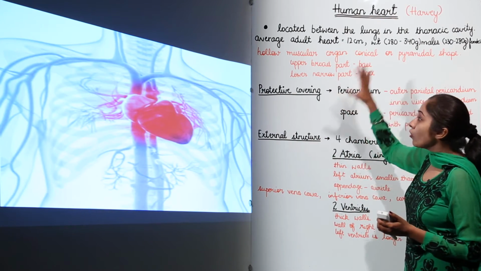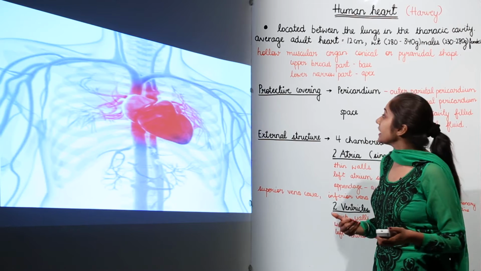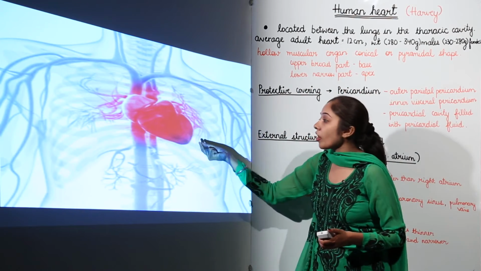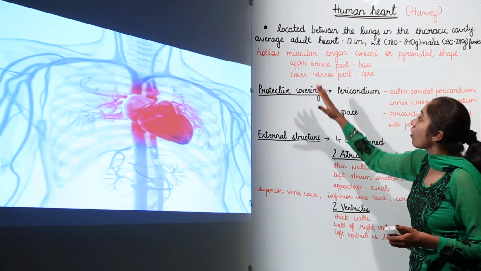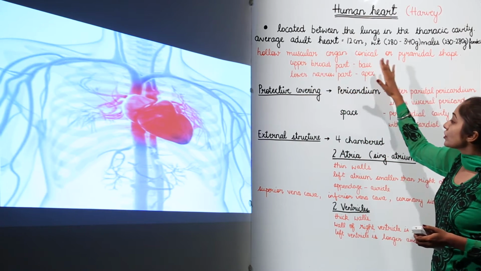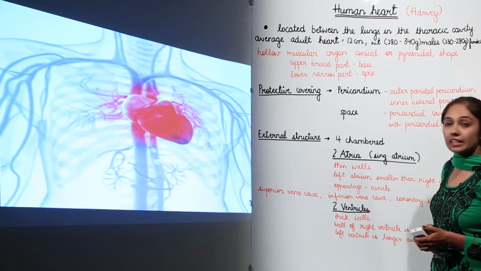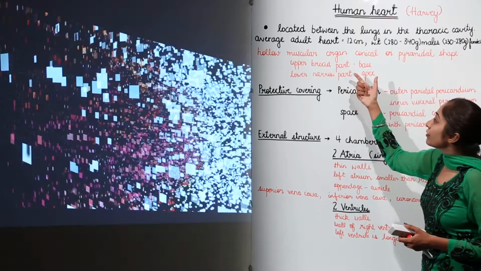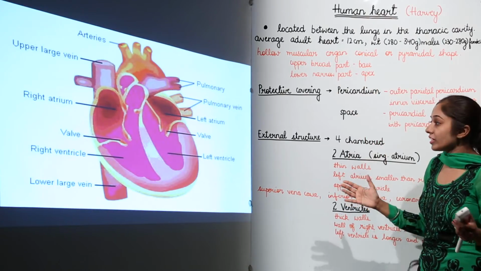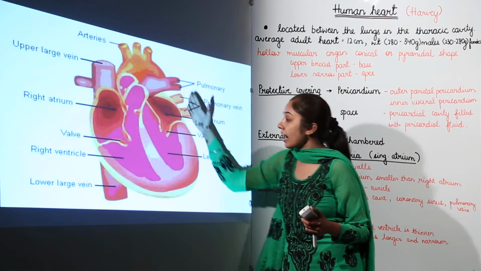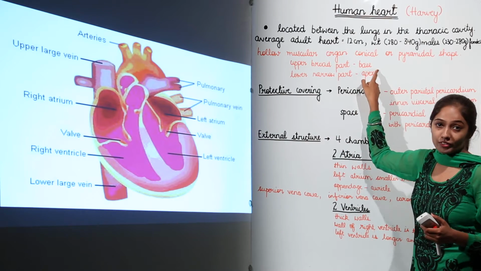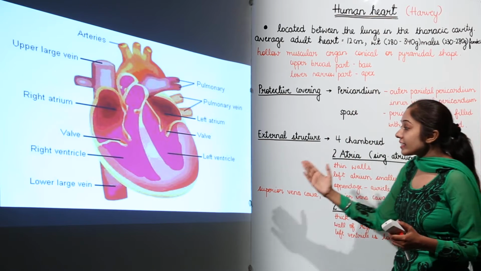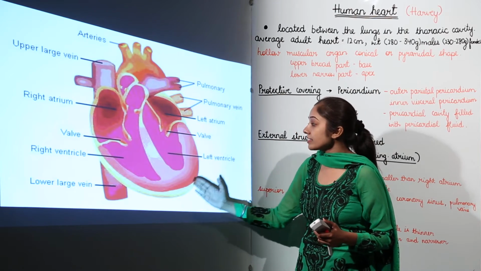So, as a whole, what is the human heart? It is a hollow muscular organ which is conical or pyramidal in shape, right. We call the upper broad part of the heart the base of the heart, and the lower narrow part is the apex. You can see that the apex is projecting towards the left side.